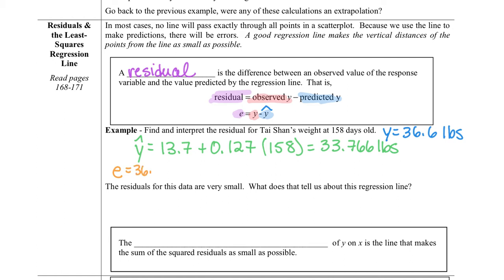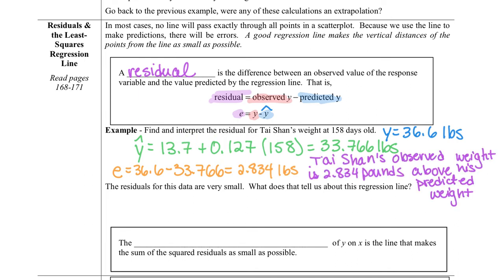To find our residual or our E value from our formula above, we take our actual value, 36.6, minus the predicted value, 33.766, and that will give us 2.834 pounds. Now don't forget that the actual problem asked us not only to find it, but to interpret it. So Taishan's observed weight is 2.834 pounds above his predicted weight. If this had been a negative number, we would say below his predicted weight. Sorry, I had to cramp that a bit to get it all in.